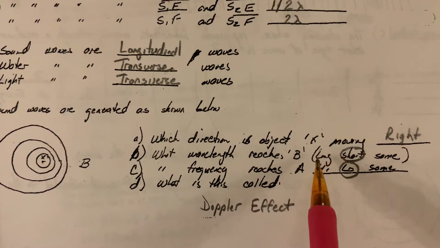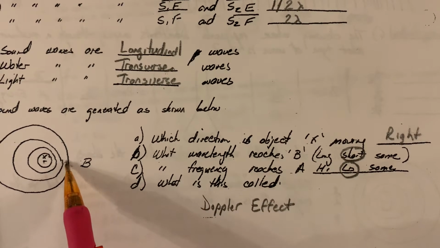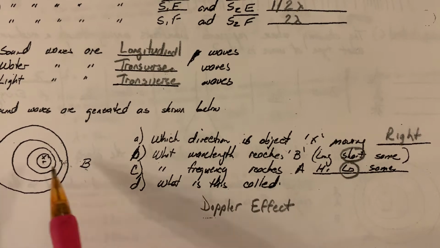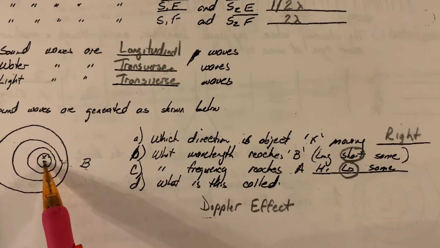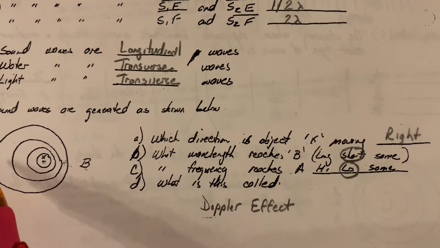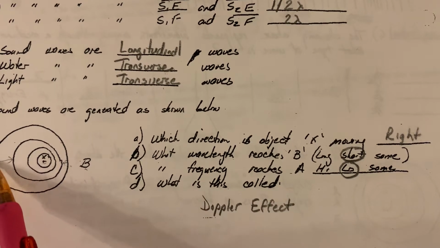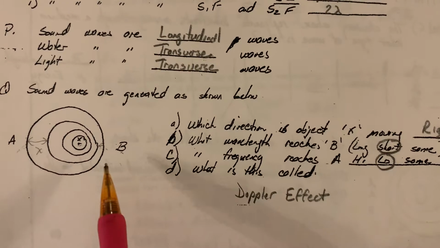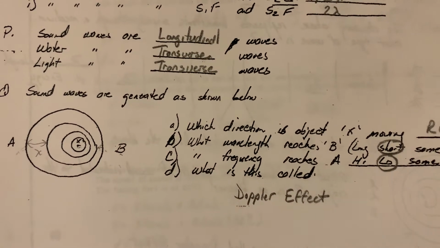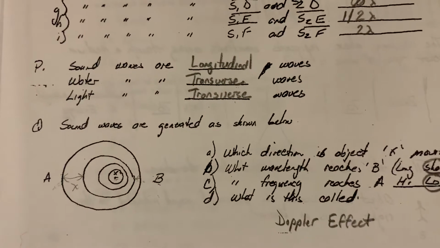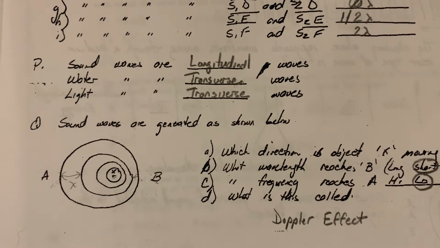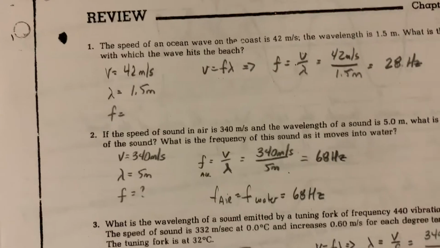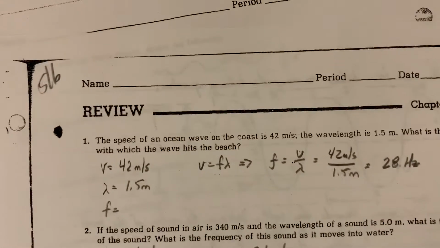What wavelength reaches B? You've got these short wavelengths right there. So B here is a short wavelength relative to what's actually being produced by the source. A, because you get this long wavelength right here, is going to get a low frequency. That's what A is going to hear. And this whole thing is called the Doppler effect. It's a shift in the wave frequency that the observer receives due to the relative motion between the source and the observer. All right, let's take a look at page 19.